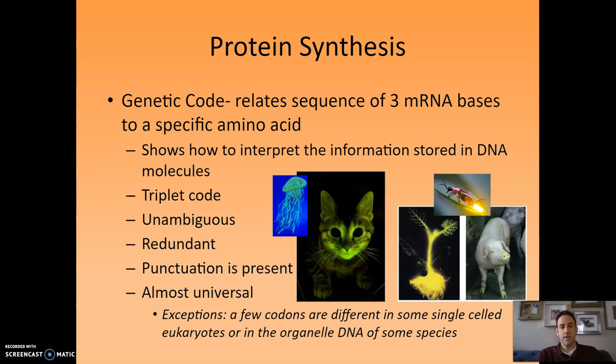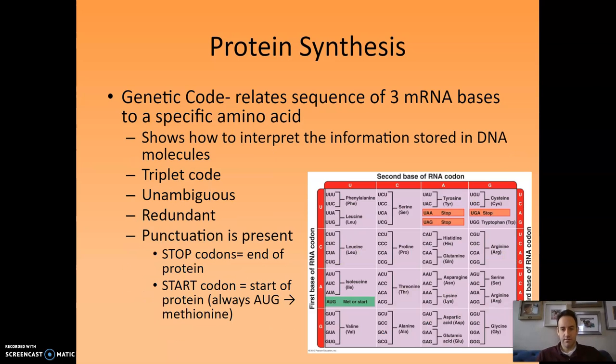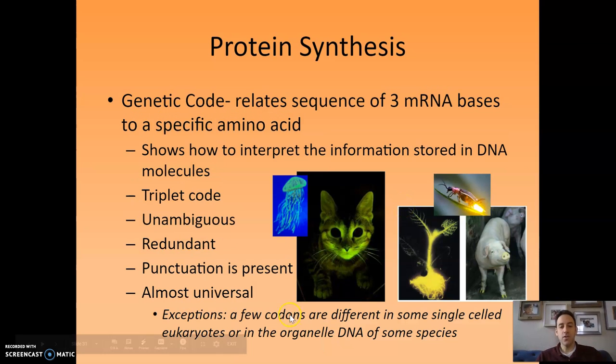So there's this punctuation. The final aspect, which is very cool, is that the code is almost universal. In other words, the code for a human is the same as the code for a wheat plant, which is the same as the code for an amoeba, a single-celled critter, and the same code for a bacterium. Almost universally, UCC, no matter what species you belong to, will code for serine. There are a few exceptions. They've found some bizarre single-celled eukaryotes, and in the organelle DNA of some species, but for the most part, it is universal.